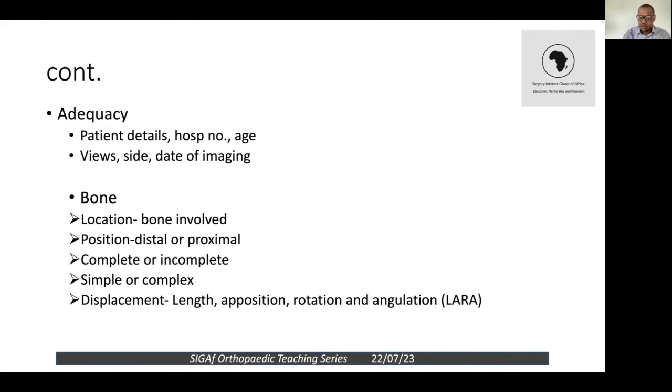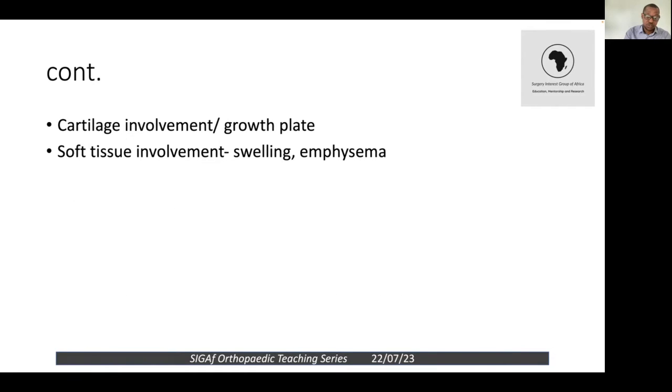Is the radial length now shorter? How is the apposition of the fragments? Is one fragment completely off-ended, or is there any rotational deformity that you can see? So all those simple aspects of the displacement are important to describe. And you want to move on and describe any cartilage involvement, particularly important in kids whose growth plates are still visible and are still growing, because that determines again how you want to approach, fix and treat these fractures.